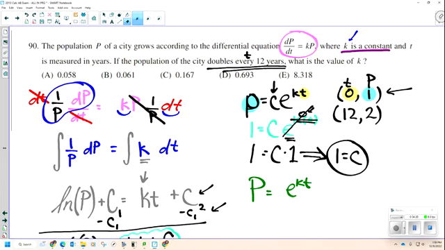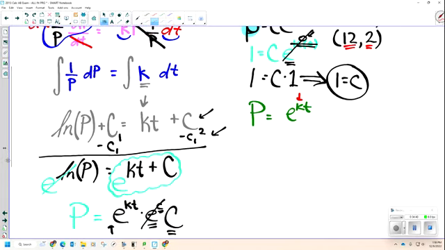Okay, there you go. So now, here's where our second coordinate comes in handy. I still need to find k. That's what they're asking me. What value of k? Well, when time is 12, guess what population should be? 2. So the population is going to double to 2 when my time is 12. So basically, I've got 2 equals e to the 12k.